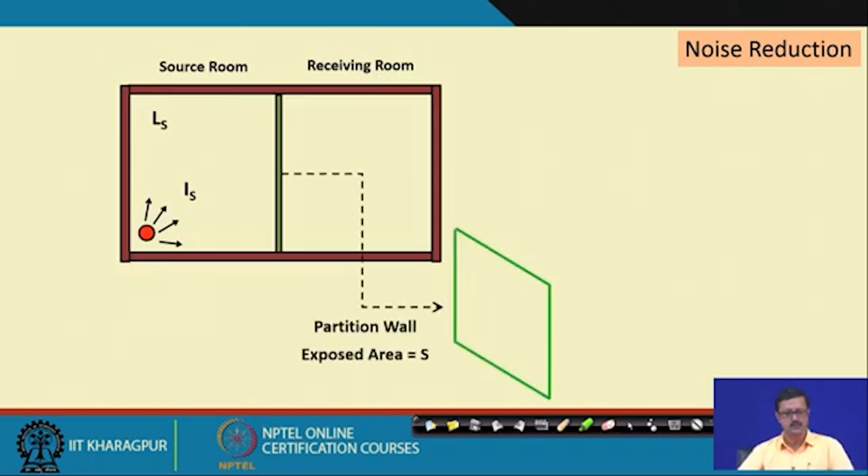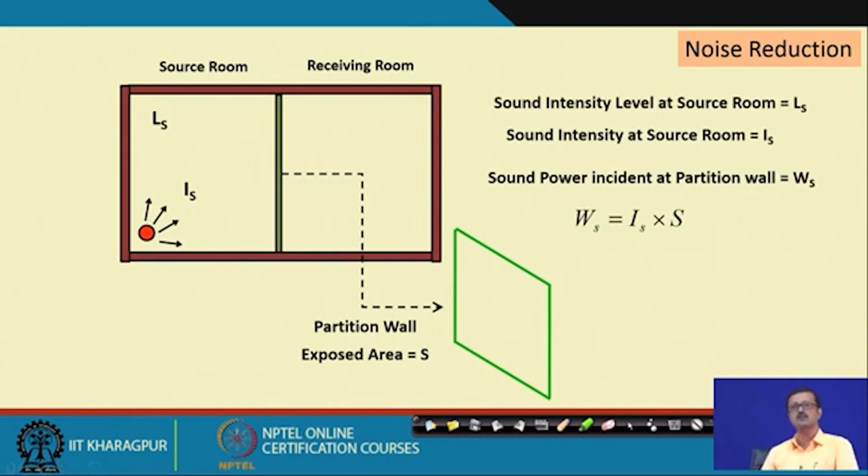So, let us see another way. This is a source room and a receiving room, and there is a noise source which gives me Is. Is is the intensity of the sound in the source room, and this is the level of the sound in the source room, and there is a partition wall. Suppose the exposed surface area of the partition wall is S. Then the sound power striking that exposed partition wall area is nothing but Is into S. Why? Is is the intensity in watt per meter square, multiplied by the total exposed area in meter square. So, I can find the sound power, that is Ws.